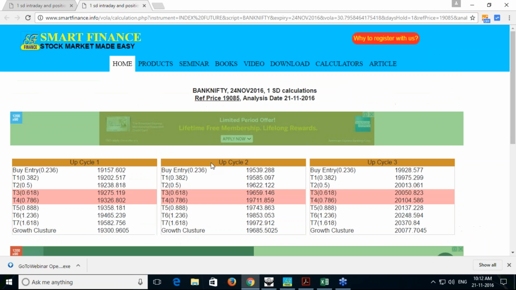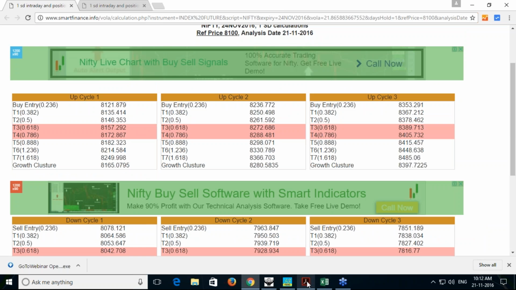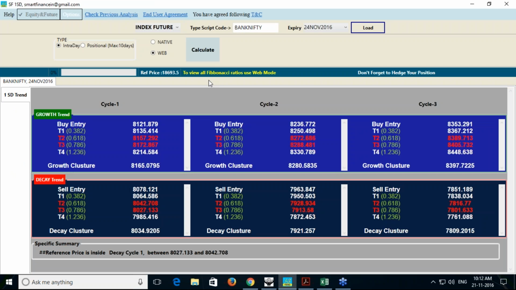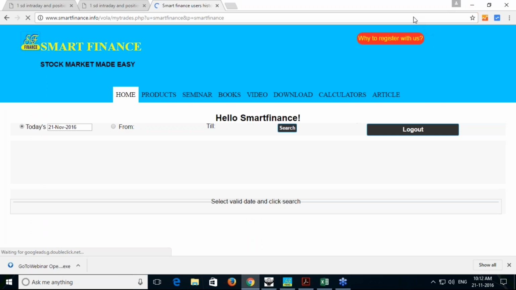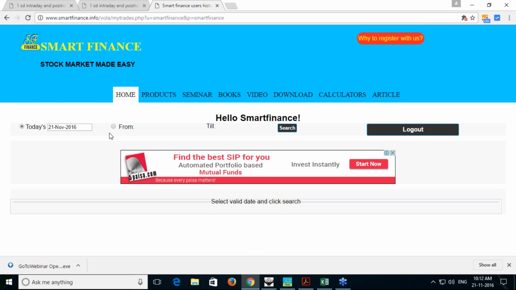So this is how you have done the intraday trade of Bank Nifty. This is the intraday trade of the Nifty. And we have also given a very fantastic feature in this particular software, 1SD software. Whatever analysis you have done on a day-to-day basis for the past 20-30 days, if you want to test that, what analysis I have done, you can do that also.